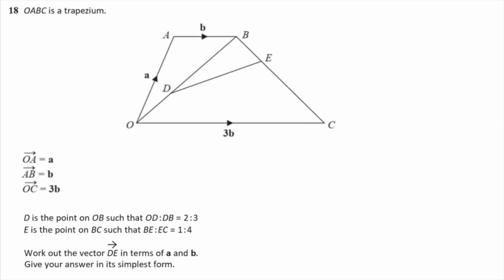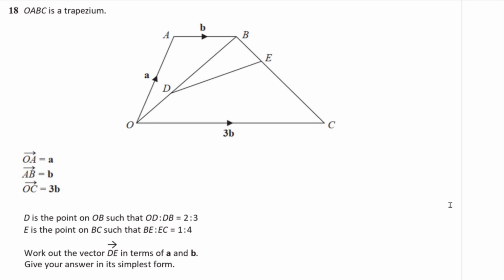Okay. Question 18. OABC is a trapezium. O to A is A, to B is B, and O to C is 3 lots of B. D is the point on OB such that OD to DB is in the ratio of 2 to 3, and E is a point on BC such that BE to EC is in the ratio of 1 to 4. Work out the vector D to E in terms of A and B. Give your answer in its simplest form.